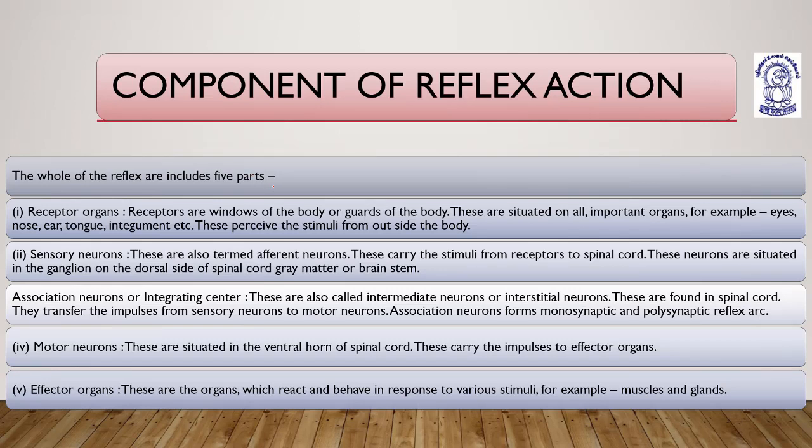The whole reflex includes five parts. The receptor organs. The receptors are the windows of the body or guards of the body. They are situated on all important organs, for example, eyes, nose, ear, tongue, integument. These perceive the stimuli from outside the body.